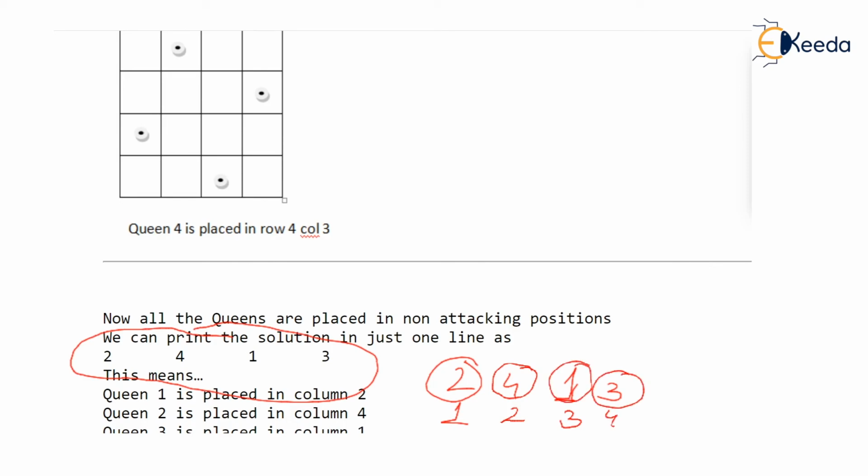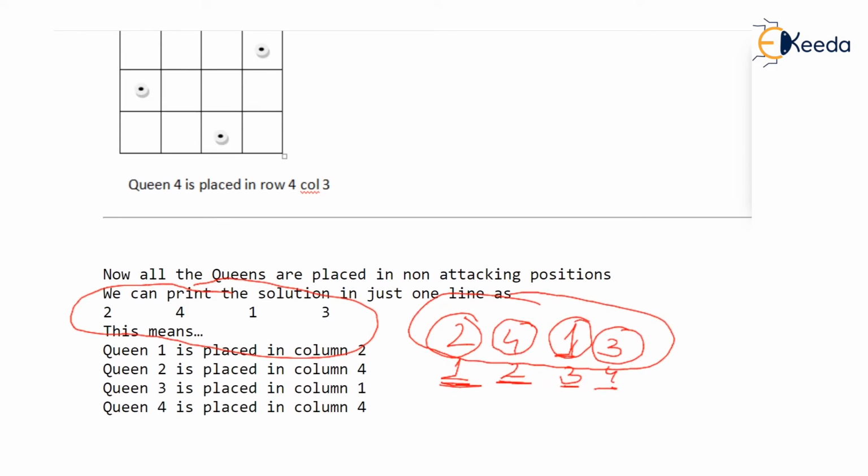And what about the row numbers of the queens? The first queen is placed in the first row, the second queen in the second row, and so on. So these are the column numbers of the queens that we are printing, and the row number is understood: the ith queen is placed in the ith row. That's the meaning of the solution that I have written.